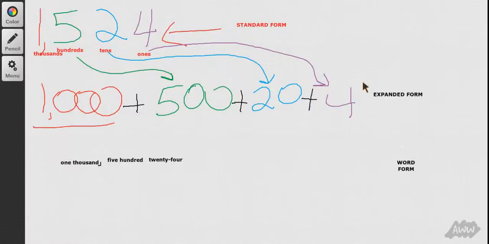All right, so we've just talked about the three different forms here: the standard form, the expanded form, and the word form of our number 1524. Now, I'm going to go ahead and clear this. If you want to see that work, go back and view lesson 1-1 introduction.